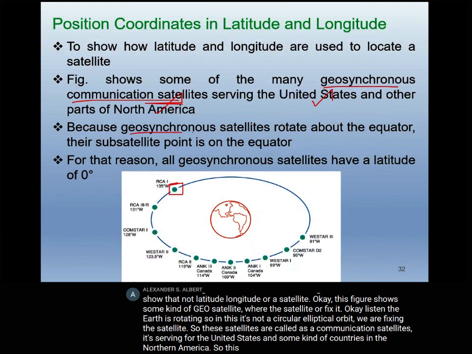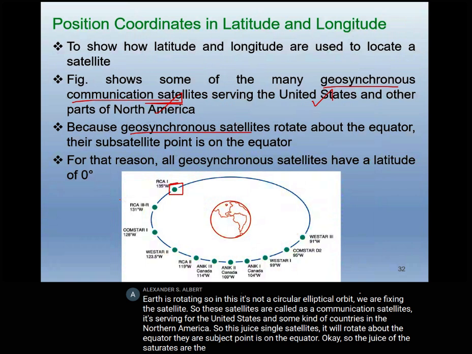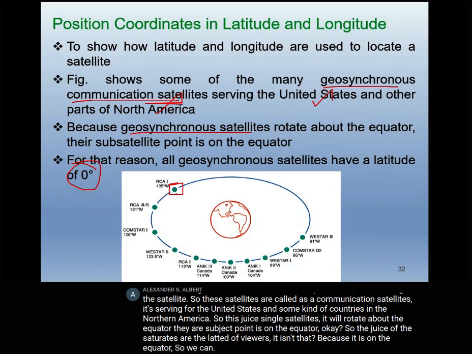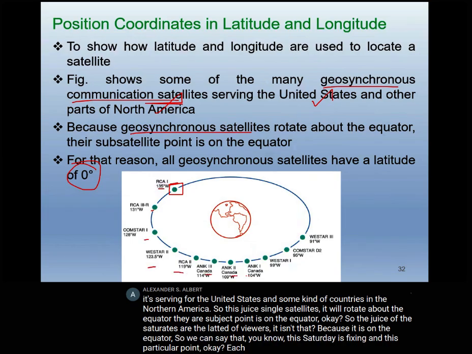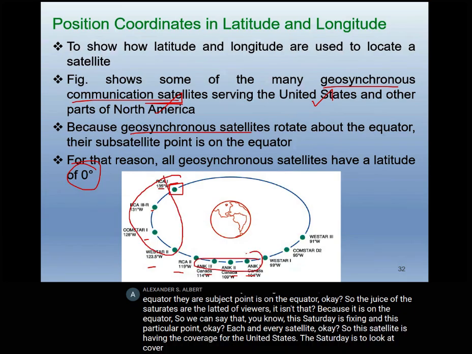So these geosynchronous satellites rotate about the equator. Their sub-satellite point is on the equator. So the geosynchronous satellites are at a latitude of 0° because they are on the equator. So we can say that this satellite is fixed at this particular point. Each and every satellite. This satellite has coverage for the United States. This satellite covers Canada, and so on.